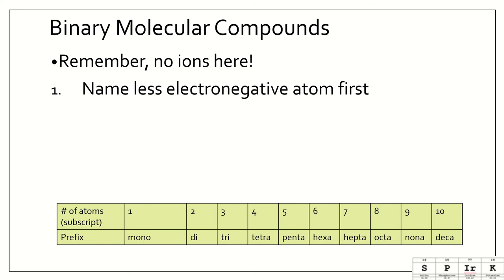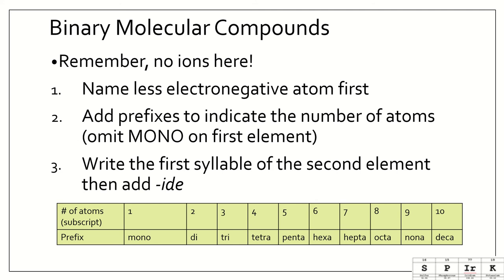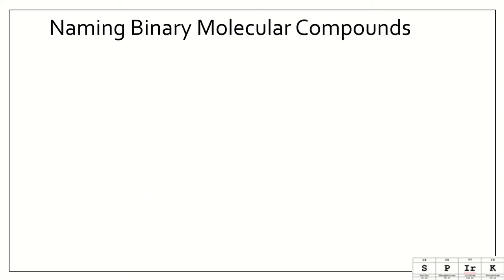So what you're going to do is name the less electronegative atom first. And remember that fluorine is the most electronegative, so the one that's further away first. And you're going to add prefixes to indicate the number of atoms. The only rule here is that you're going to omit the prefix mono on the first element. Then you're going to write the first syllable of the second element, then add IDE, sort of like we've been doing with ionic compounds. So let's just get into it.